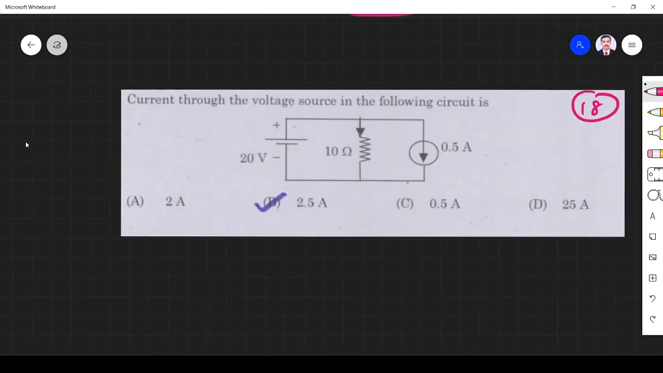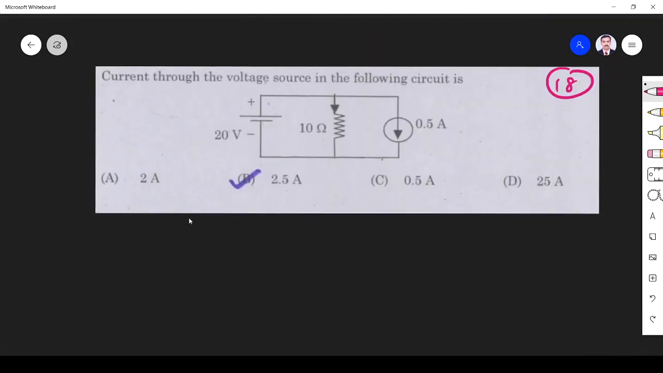Next. Current through the voltage source in the following circuit. So what is the current through this circuit? They are asking. This is very simple. Here we have 20 volt, right? So I apply as usual KVL. Here V is 20, R is 10. So I is equal to V by R. So 20 divided by 10, 2 ampere. So here 2 ampere comes.